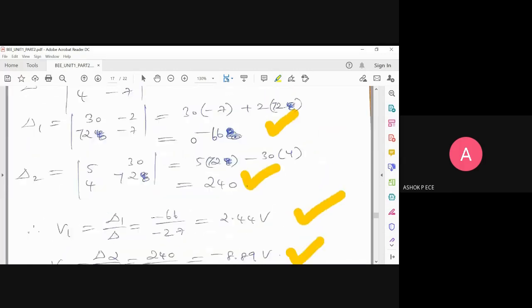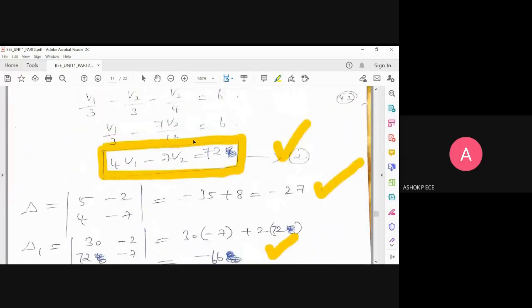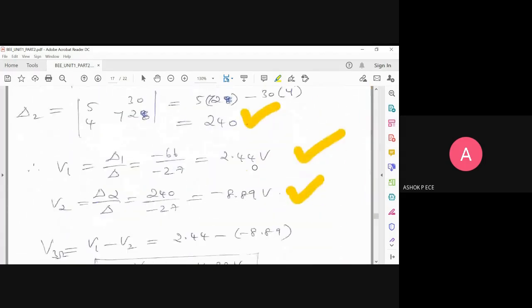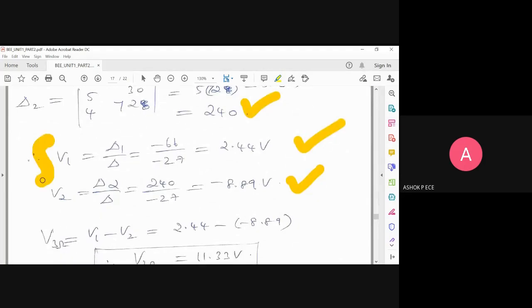Those who are solving the equation, please solve it by any method of your choice: substitution, elimination, or Cramer's rule. If you have a scientific calculator, you can solve it directly and get the answer. So you will get V1 as 2.44 volt and V2 as minus 8.89 volt.